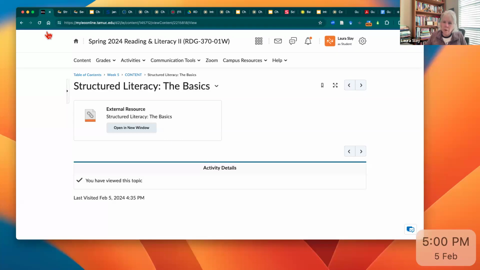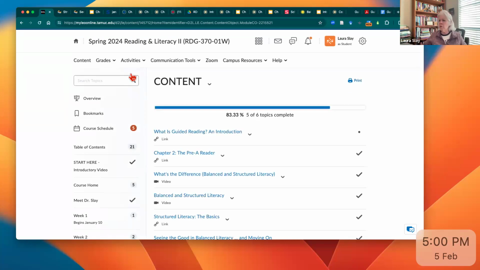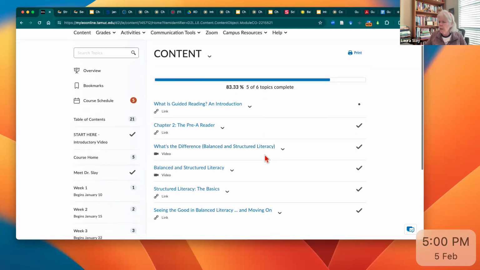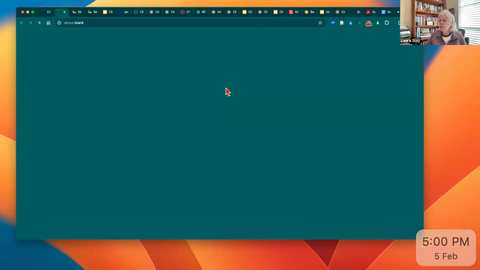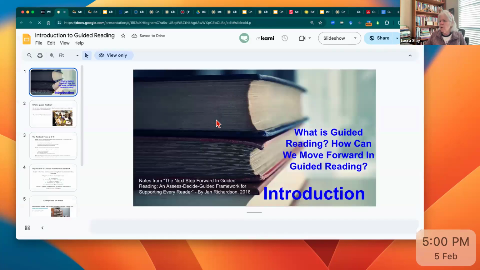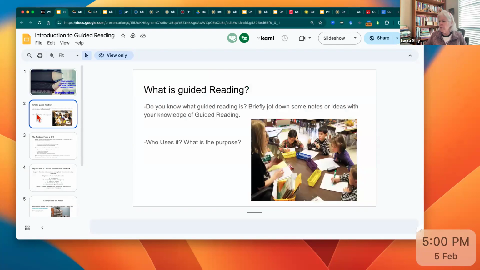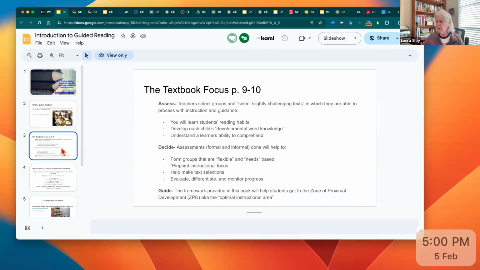And there's lots more to come, but I thought these might be a good introduction to understanding both sides of the coin this week. Okay, so what else is under content? I talked about the two links, the blogs, the two videos, and then let's look really quickly at this. So what is guided reading, and how do we move forward in guided reading? So I want you to know that guided reading is, you don't have to do this. This was if we were all together.